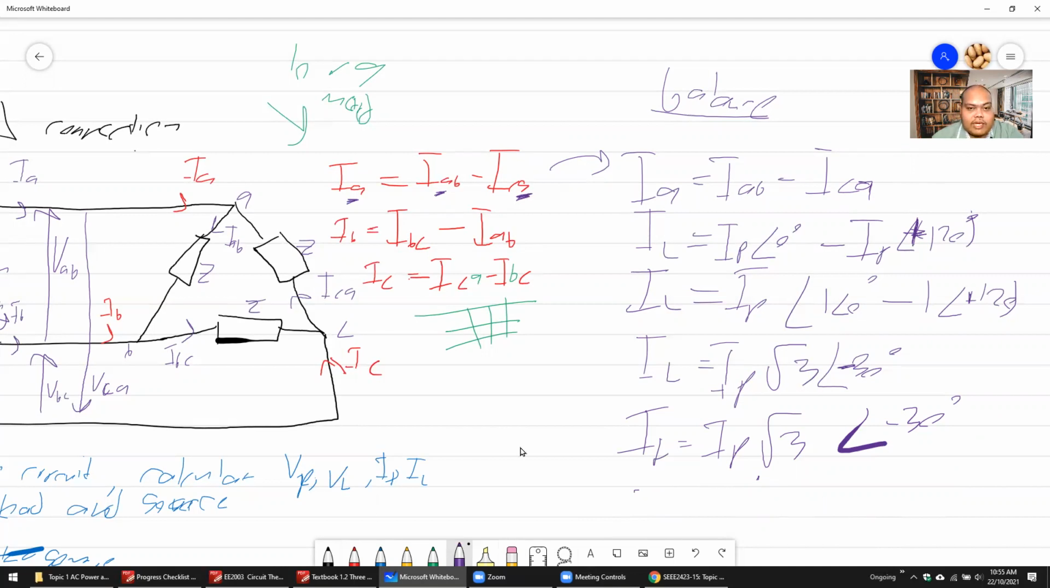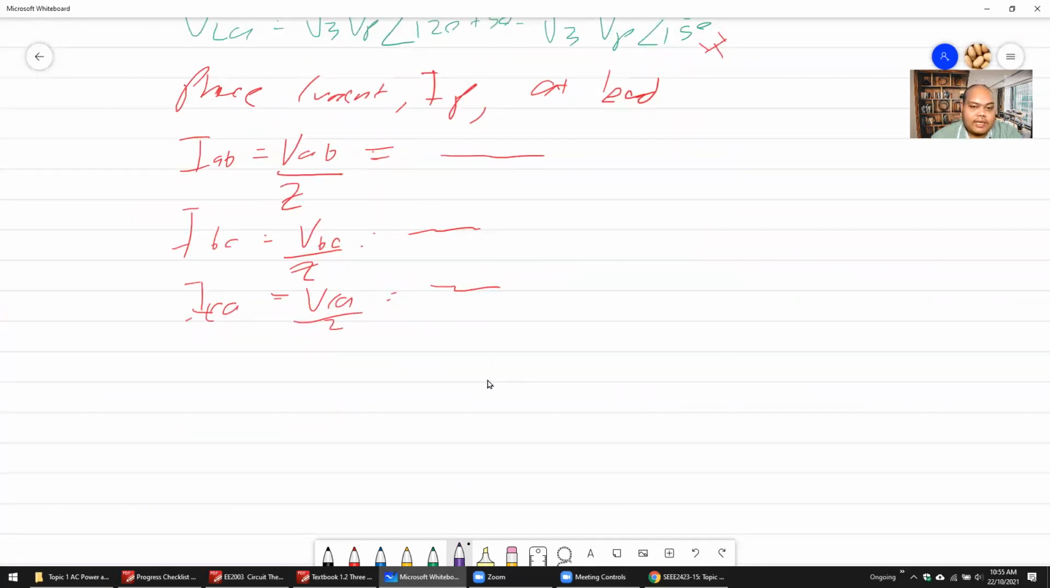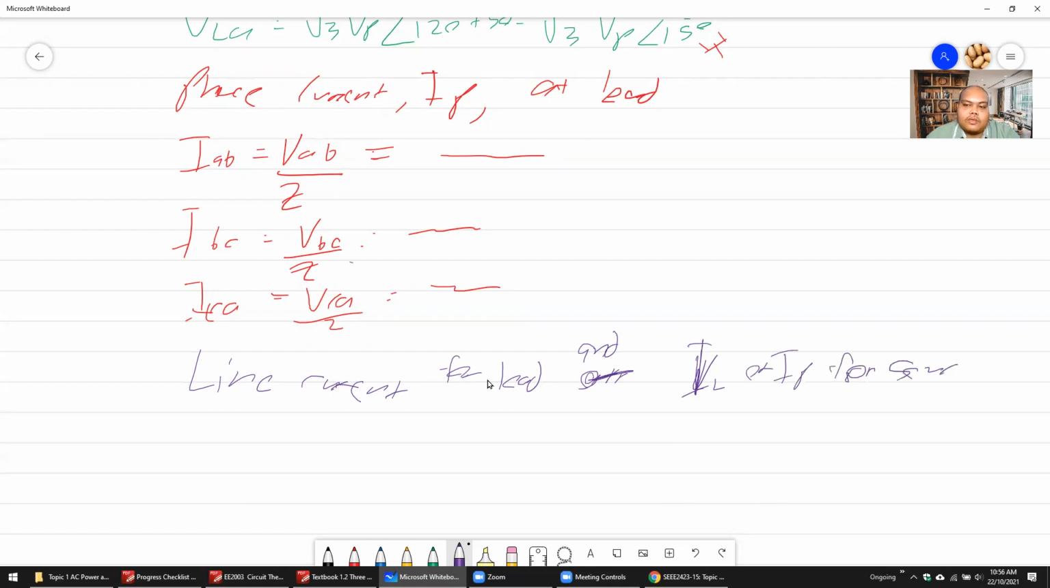Okay, we continue back with the derivation here. You get the phase current. Now you have to find the line current, for load, VL, IL, or IL or IP for source. For the source, IL and IP are the same, because it is a delta-star connection.